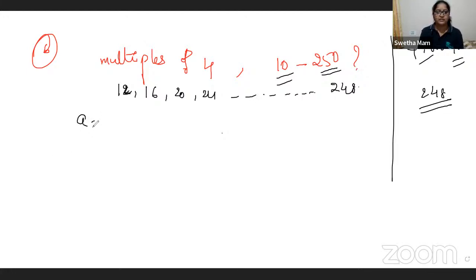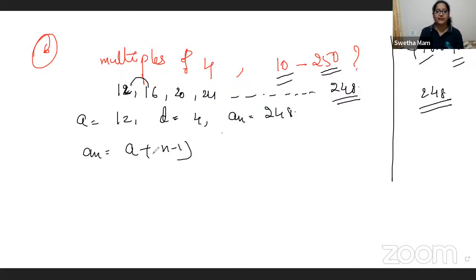Now, what is the first term here? 12. What is the common difference? 16 minus 12, it is 4. And what is this? 248. It is the last number. an is equal to 248. Now, they are asking to find out how many terms are there. So an is equal to a plus n minus 1 into d. What is an? It is 248. a is 12. We don't know the value of n, write as it is. d is equal to 4.